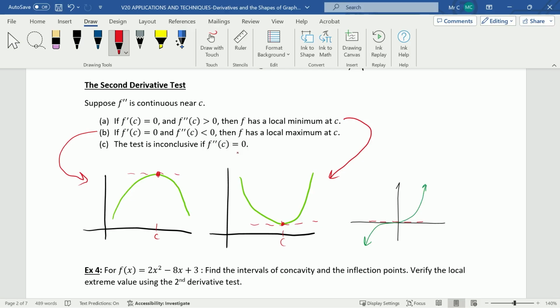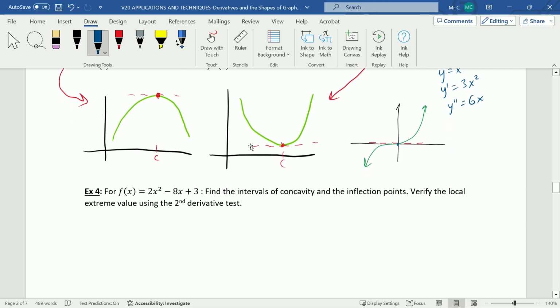If the second derivative is 0, then the test is inconclusive. And again, we come back to that example of y equals x cubed. So y prime is 3x squared, and y double prime is 6x. So the second derivative is 0 when x equals 0. But in this case, it has neither a local minimum nor maximum. That's not necessarily true in general. But it is true that if the second derivative is 0, we can't say anything based on the second derivative test.